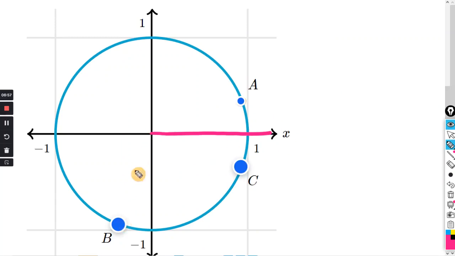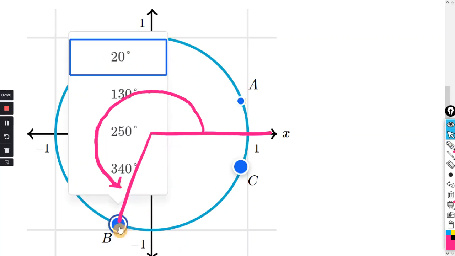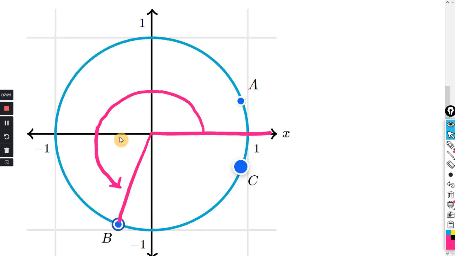Now if we continue, we're looking at point B right here. We're starting at the positive x-axis, going around. That's 90, that's 180, and a little more than 180, but less than 270. If we hit this, it would be 270. So I'm guessing about 240 or 250. Click on answer B, 250.